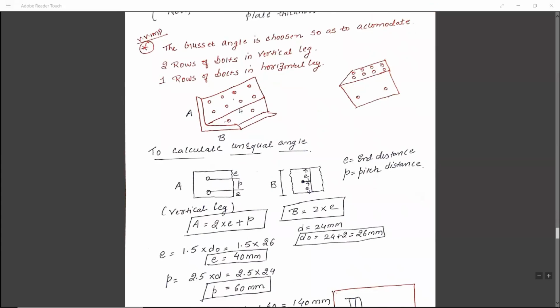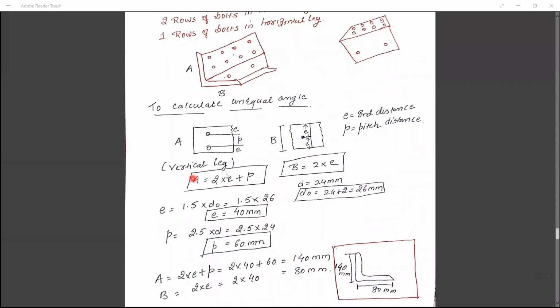Then to calculate this cleat angle, what are cleat angle A and B? This is not area. I have taken this with respect to new numbering. I have done numbering A and B. To calculate this unequal angle, with the outstanding leg and connecting leg, you need to calculate as follows. If you take this to calculate the unequal angle, these two bolts are there. This is end distance, this is end distance, this is pitch distance.